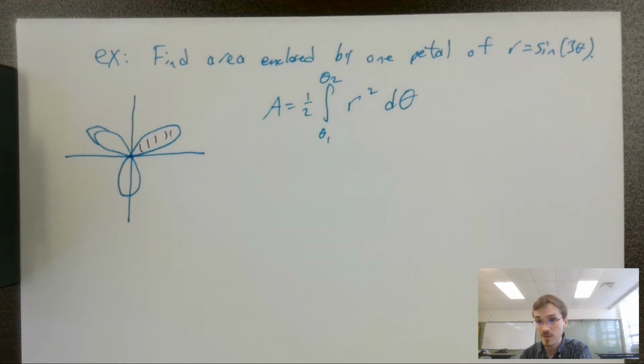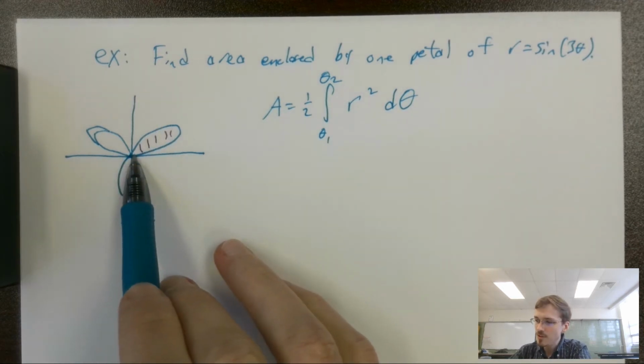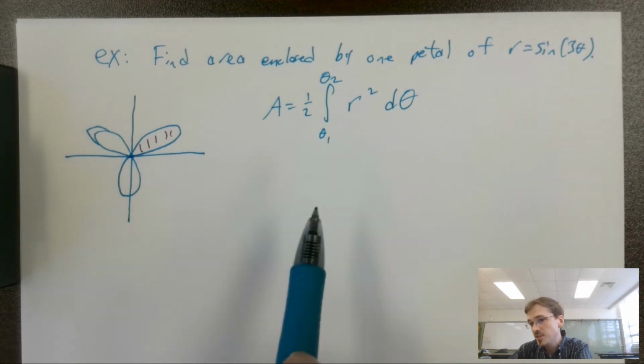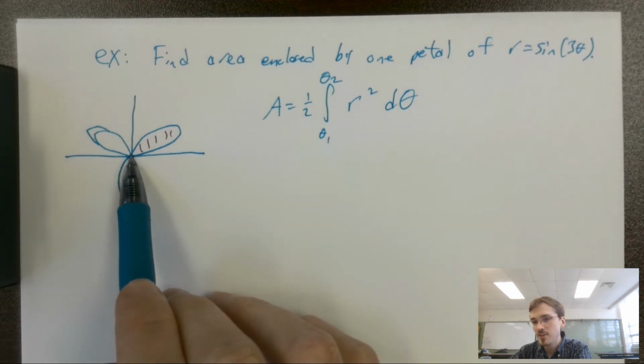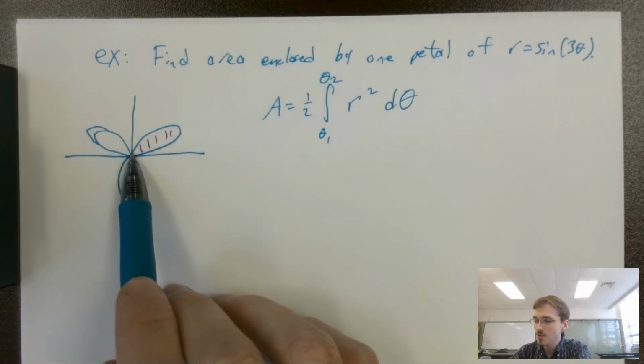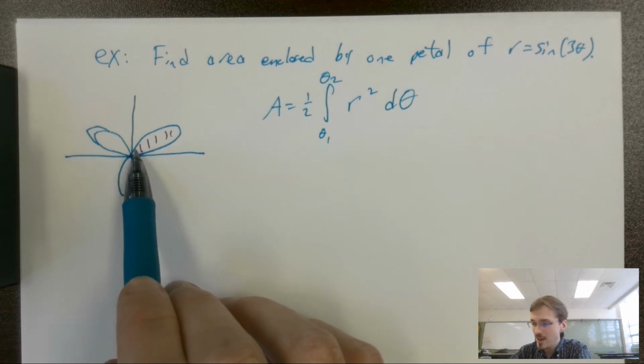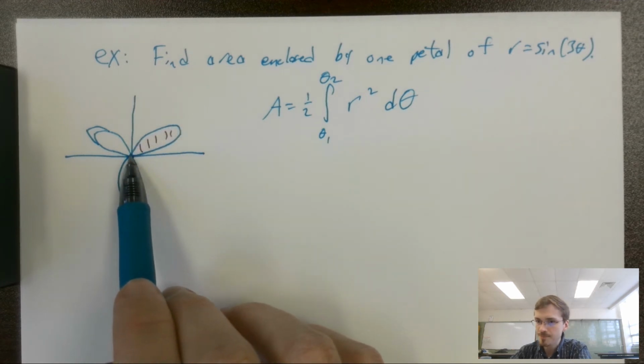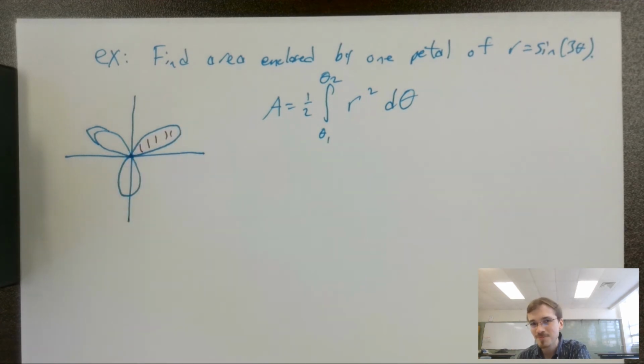So I want you to pause the video. Try to find the values of theta 1 and theta 2. The strategy that I recommend is finding the value where you have r equals 0, and then find the next subsequent value where you're back to r equals 0, and that will define one petal. Give it a shot. Pause the video.